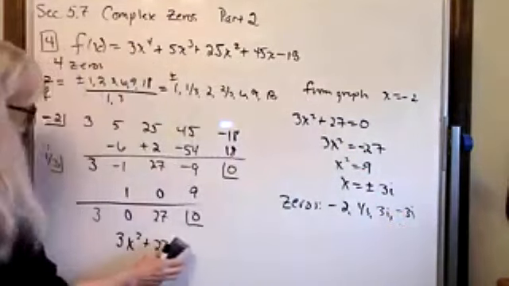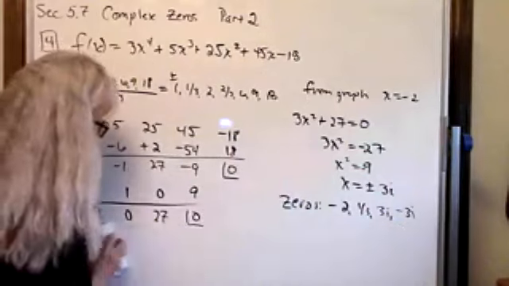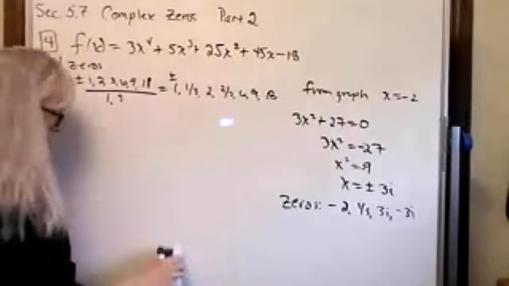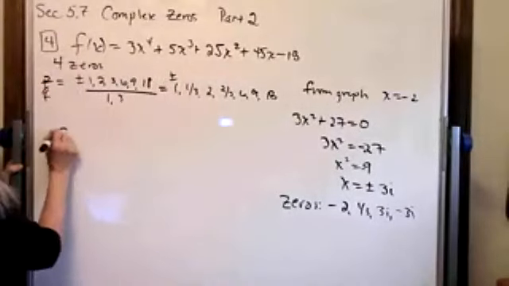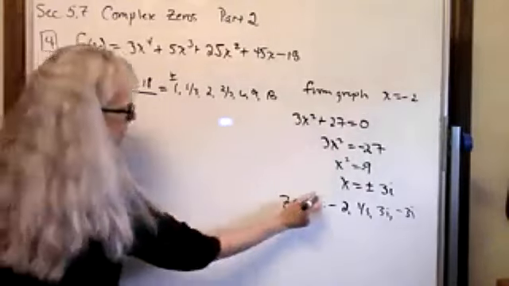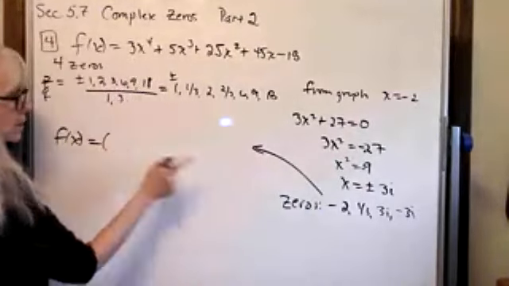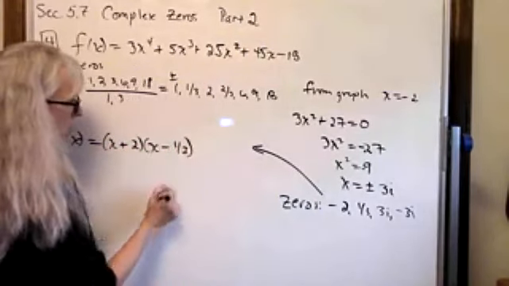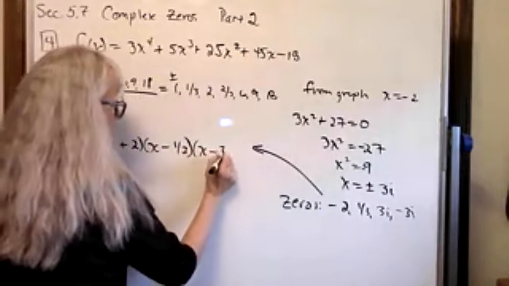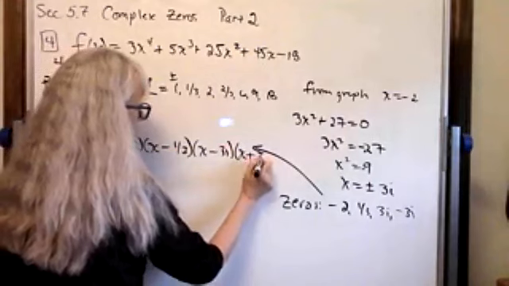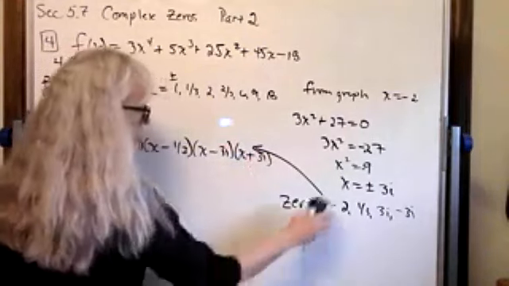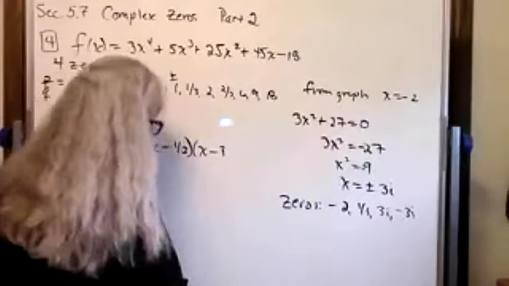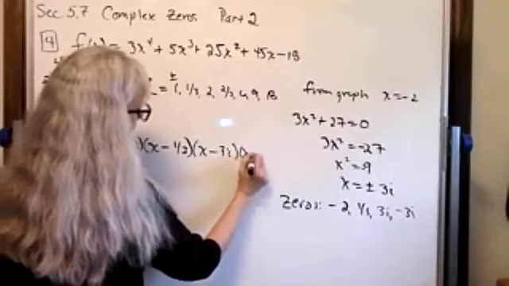They also want us to write it in factored form. I need to be a little careful. So in factored form, I would have f of x is equal to, and again, I'm just taking these zeros and putting them back as our linear factors. From the -2, that translates as an x plus 2. The 1/3 would come over as an x minus 1/3. We would then have an x minus 3i and an x plus 3i.